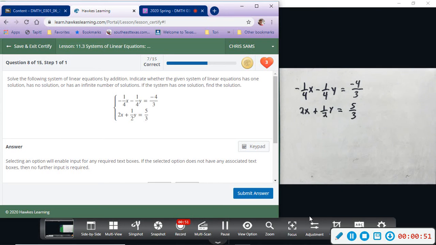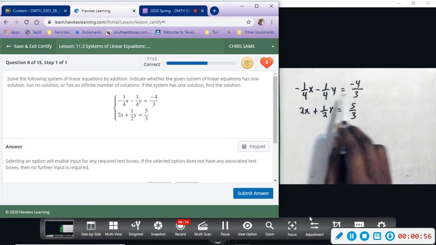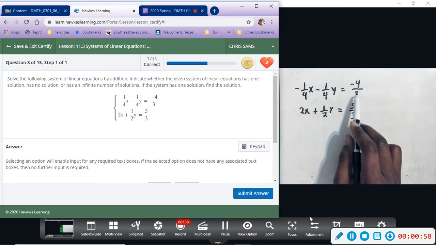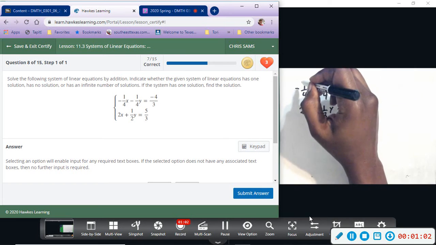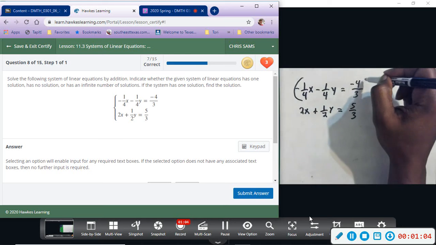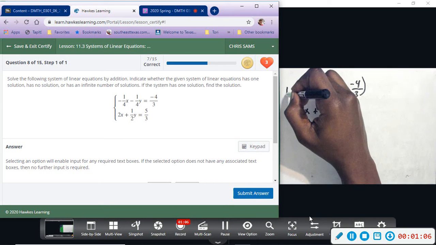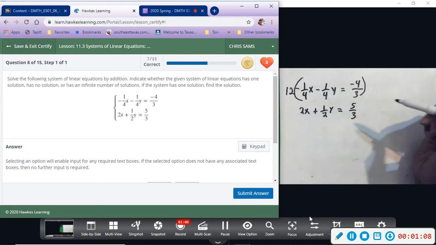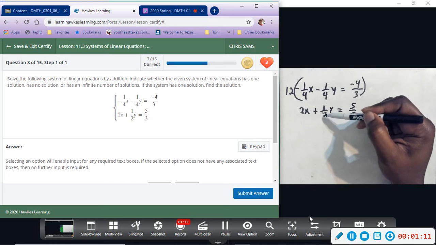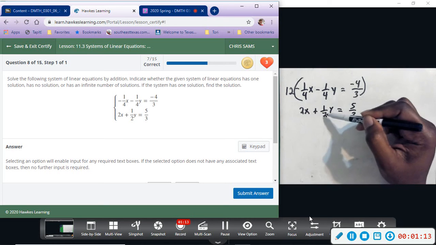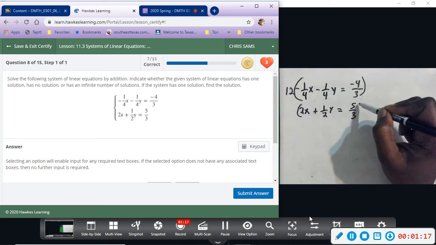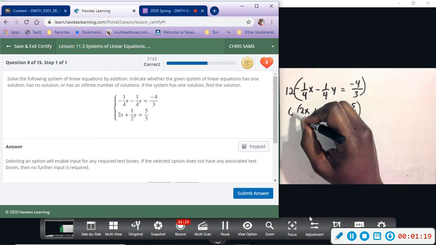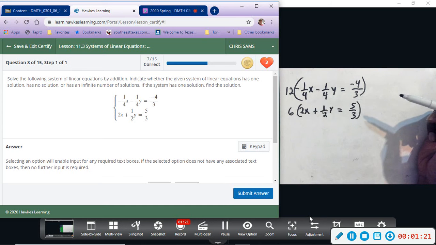Okay, we have two different numbers on the bottom. We got 4 and 3. So the least common multiple between 4 and 3 is 12. So I want to multiply this whole expression by 12. That's going to get rid of those fractions for you. And then here we have two different numbers, 2 and 3. Least common multiple between 2 and 3 is 6. So we're going to start out multiplying this one by 6. That's going to get rid of the fraction.